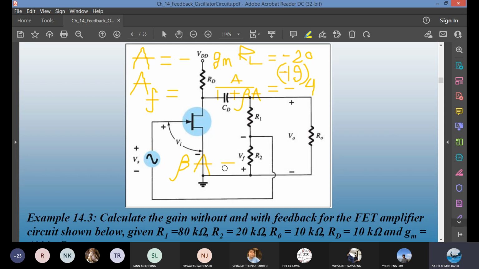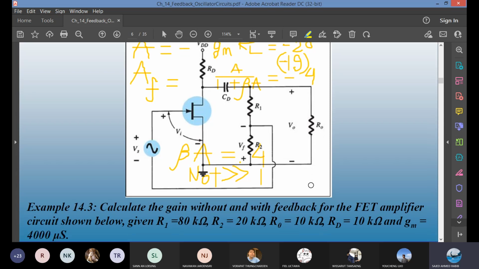It is 4. Beta A is 4. It's greater than 1, but is it much greater than 1? No. If beta A is 1,000 or 10,000, you can approximate 1 over beta. But here it is not. So if I use this symbol for not much greater than 1, both are single digit, on the same scale. This is why the approximate formula, if you take it, will be wrong.